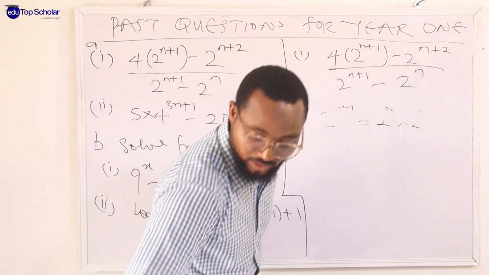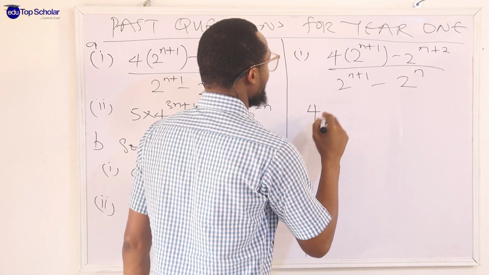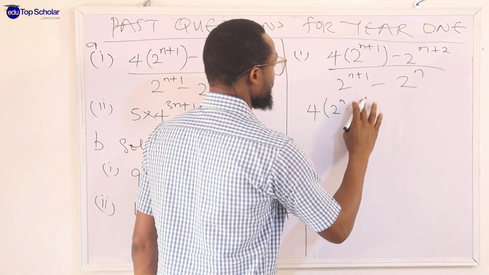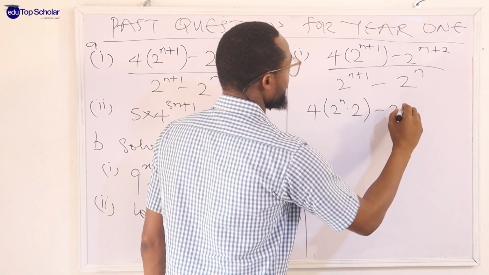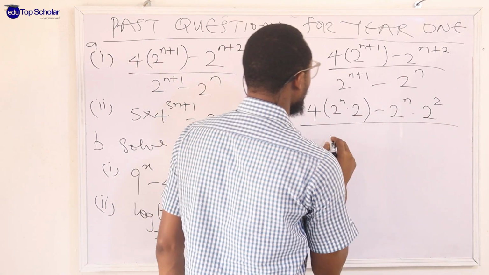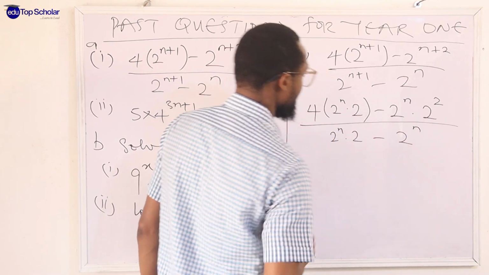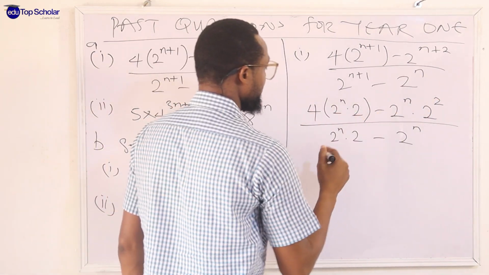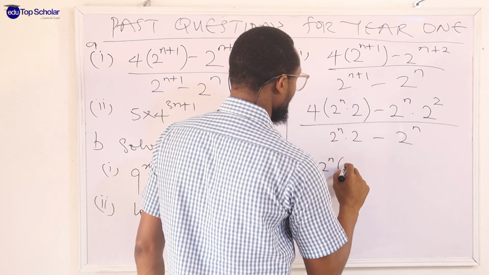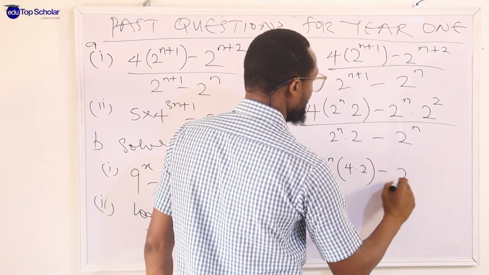Therefore, in that case, we have 4 multiplied by 2 raised to power n, 2 raised to power 1, or 2, minus 2 raised to power n, 2 raised to power 2. All of this divided by 2 raised to power n multiplied by 2 minus 2 raised to power n. Now we can see that 2 raised to power n is common. So we factor 2 raised to power n, and we are left with 4 times 2 here, minus 2 raised to power 2 here.